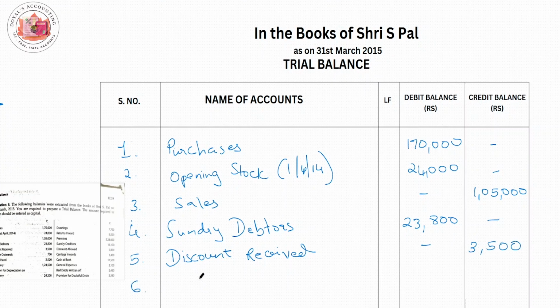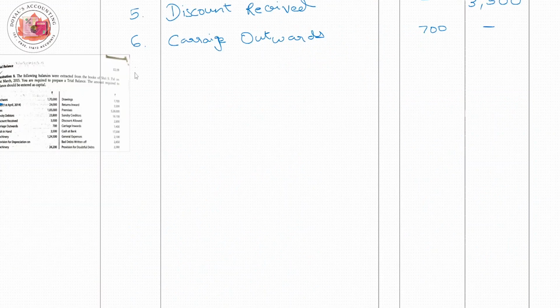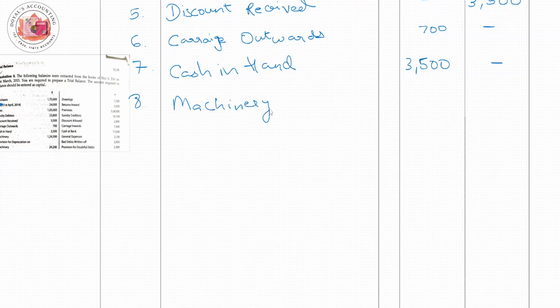Number 6, carriage outwards is an expense. Expenses have debit balance. So 700. Next we have cash in hand. Cash in hand is an asset, right? So assets have debit balance always. So 3,500. Next we have machinery. Machinery is also an asset. Assets have debit balance. So 1,24,500.